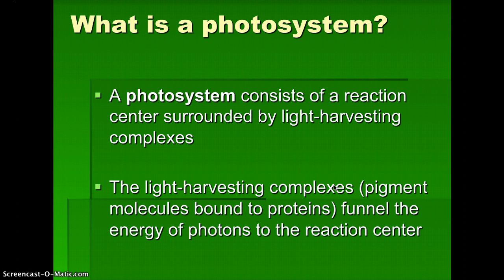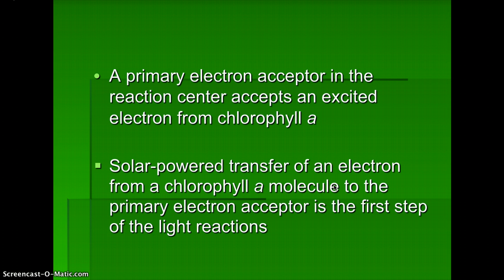And a photosystem consists of a reaction center surrounded by light harvesting complexes. These light harvesting complexes are pigment molecules that are bound to proteins. And what they do is they're going to funnel the energy of photons, which is light, to this reaction center to excite the electrons. So the primary electron acceptor in the reaction center accepts an excited electron from chlorophyll A. And then this solar-powered transfer of an electron from a chlorophyll A molecule to the primary electron acceptor is the first step of the light reactions. And I have a detailed diagram illustrating all of this.